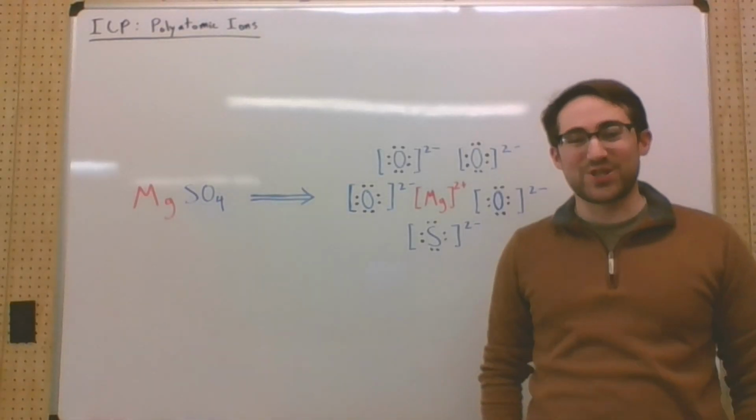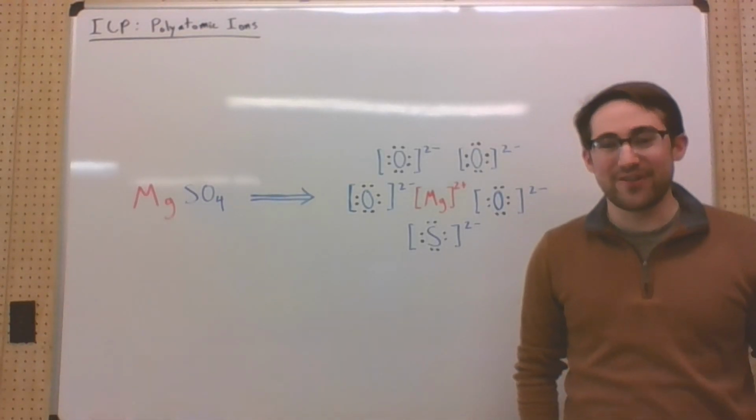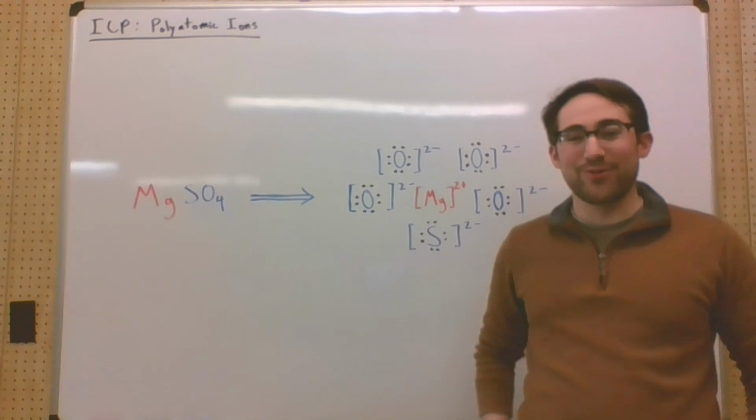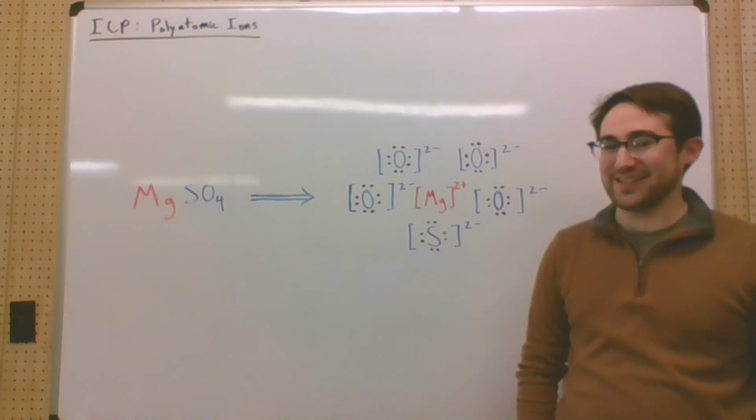All right, this is Mr. McCord's ICP class, Unit 5, Assignment 3. We're looking at polyatomic ions today.